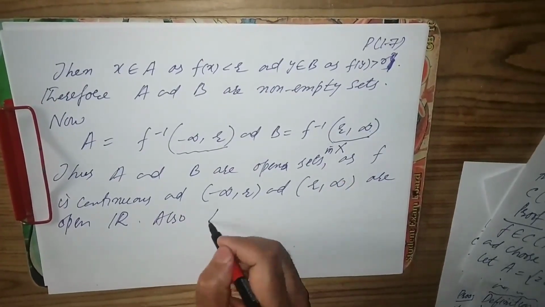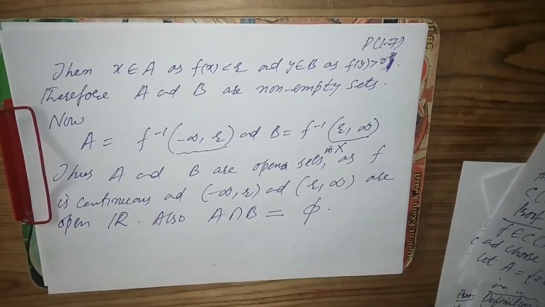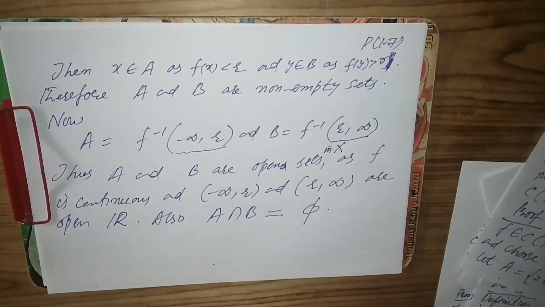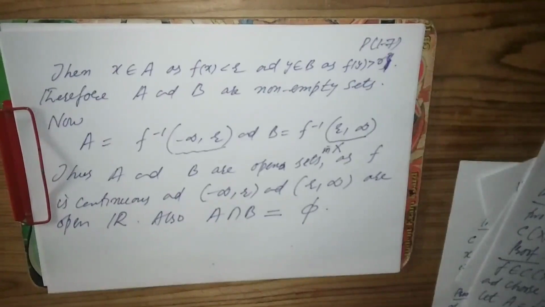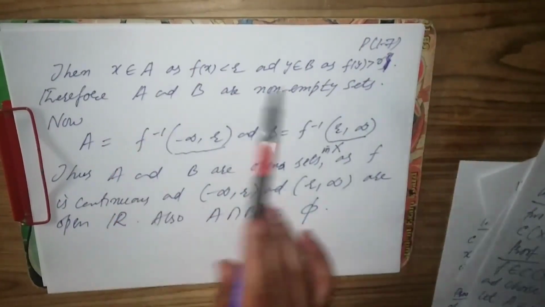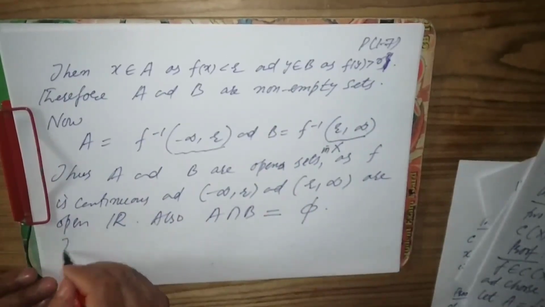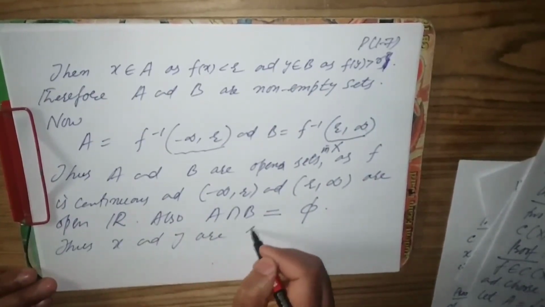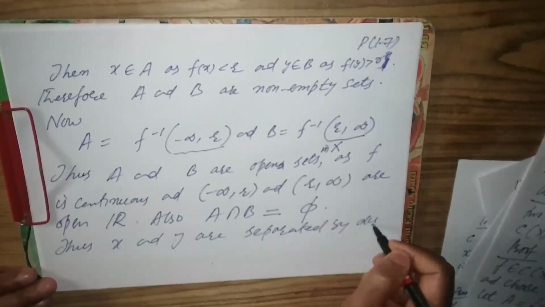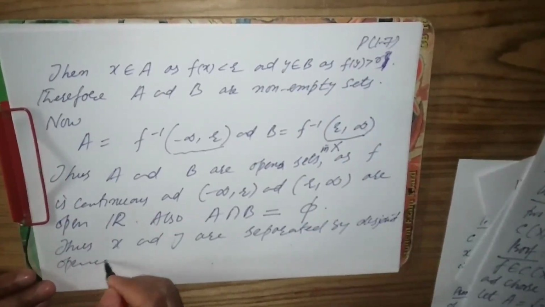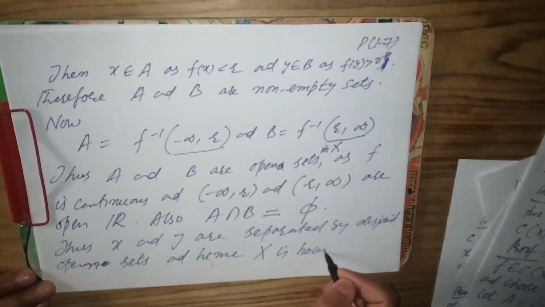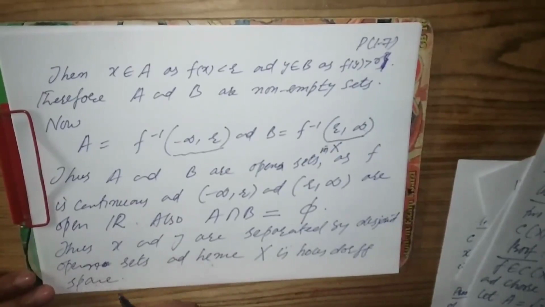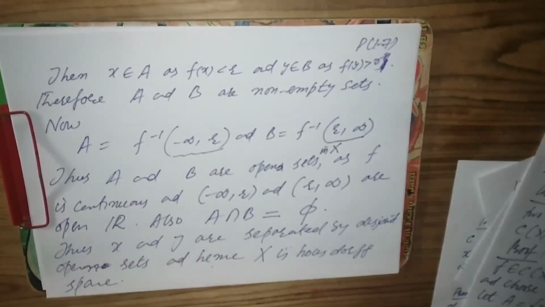Also A intersection B is the empty set. So that means for any two points x and y in X such that x is not equal to y, there exist disjoint open sets A and B such that x belongs to A and y belongs to B. So therefore X is a Hausdorff space. Thus x and y are separated by disjoint open sets, and hence X is a Hausdorff space.